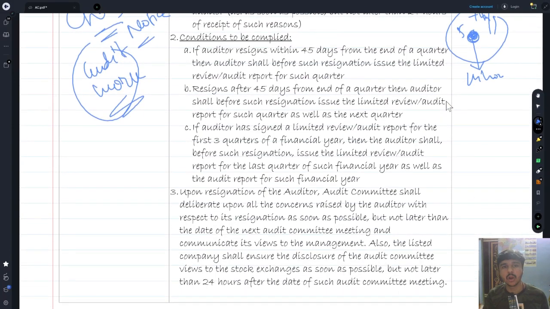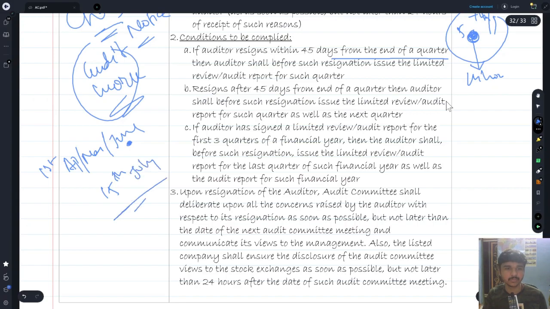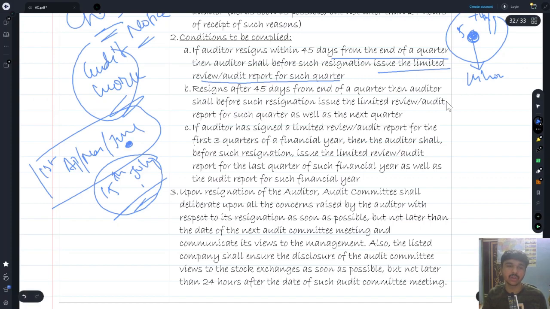Now what happens if the auditor is resigning within 45 days from the end of a quarter? Okay, so for April, May, June, this is the first quarter. He is resigning somewhere after 45 days from June, roughly 15 July. Okay, so if he is resigning after 15 July, he needs to issue the limited review or audit report for this quarter only. Okay, so you have taken a substantial amount of time, you have worked the complete quarter. After that also you have worked for a complete 45 days. So you need to issue for at least this quarter a limited review or an audit report.